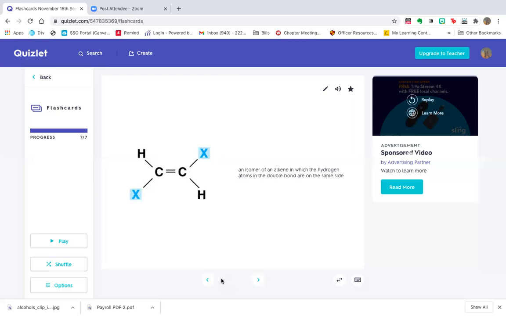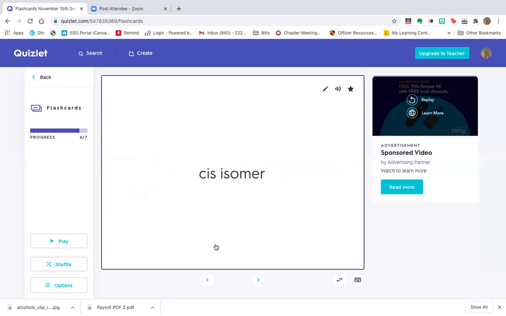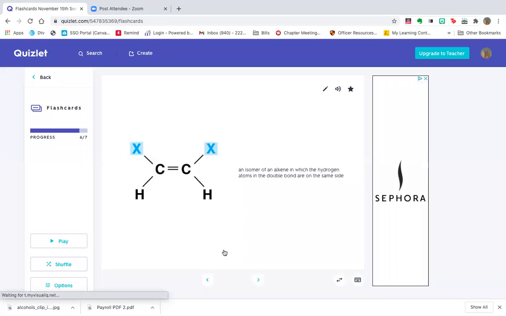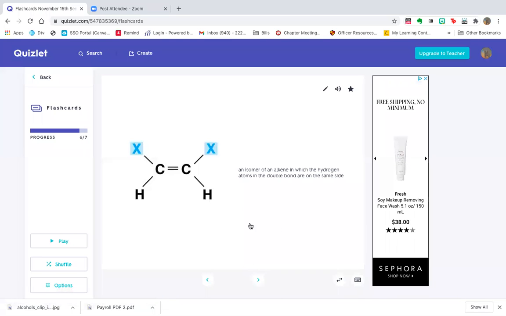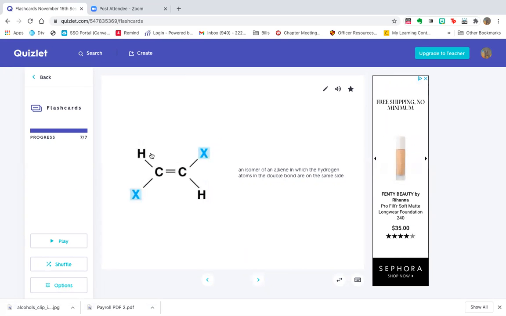The best way to remember it is trans. This is a further distance than this, and so since trans is further, it's the longer word. That's the best way to remember it. And cis is closer, so it's the shorter word. Or you could do cis starts with a C and closer starts with a C. But either way, cis is the close one and trans is going to be on the opposite sides.